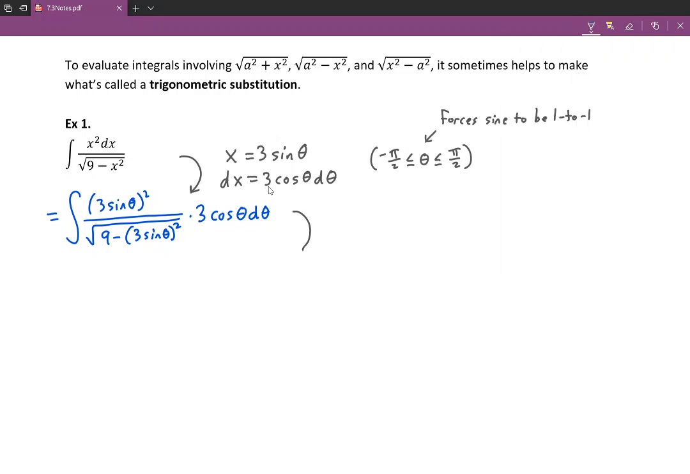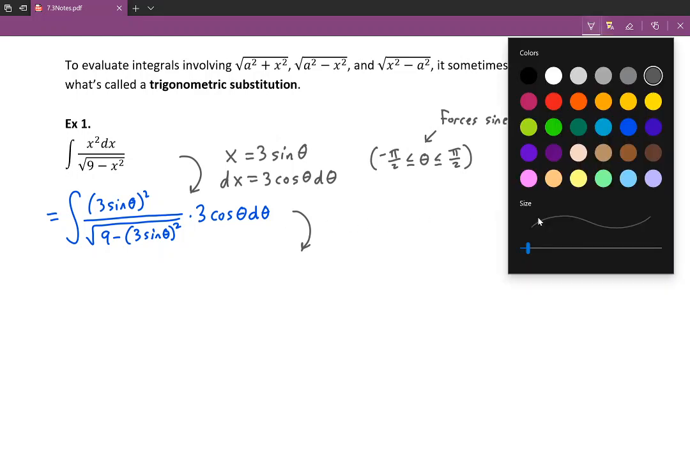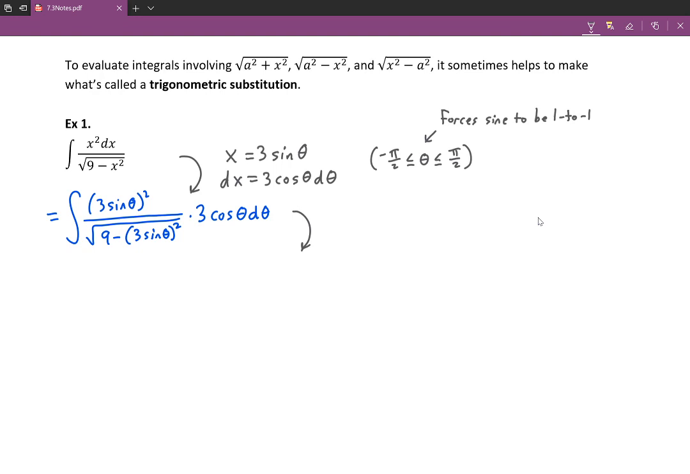Alrighty, we've got now a radical on the bottom that can be simplified. So this is actually the key part of the trigonometric substitution method, which is to take that radical and collapse it down so that you don't have the radical anymore. That's really the key part of trigonometric substitution. So let's work on that radical. So we got square root of 9 minus, and if we take the 3 sine theta squared, we'll get 9 sine squared theta. Now we can factor out a 9.